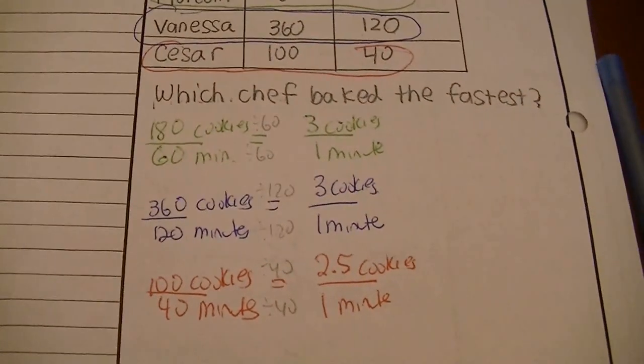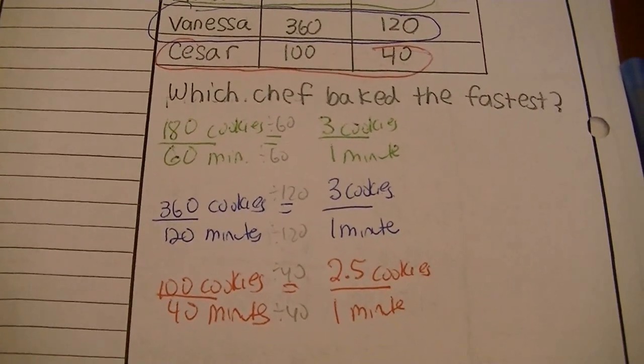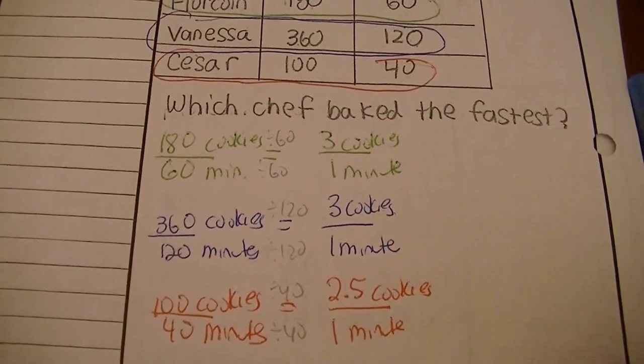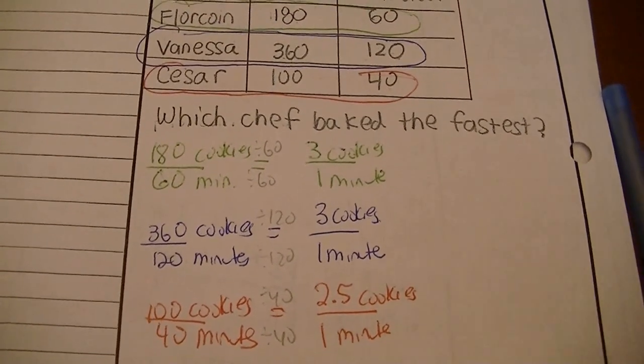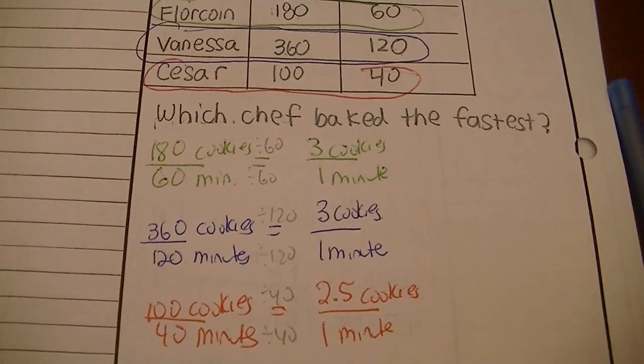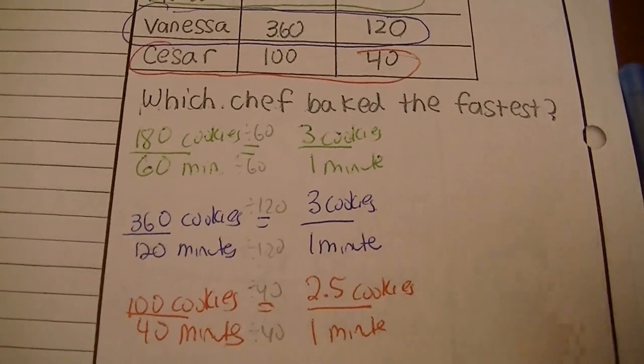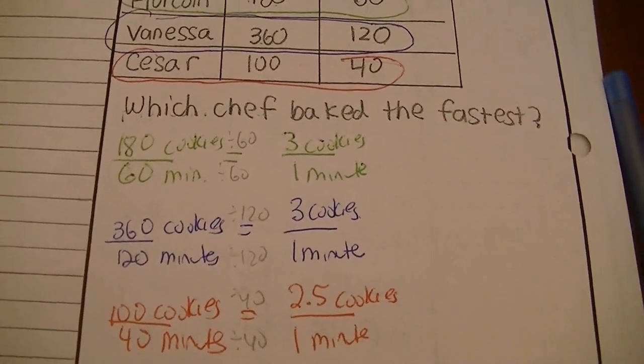Okay? So to answer the question, which chef baked the fastest? So this is different than those problems where they're like, hey, which one's the better deal? You know, when it's a better deal, you want to go with the cheaper one. But this one, it's not a better deal thing. It's who's the fastest. So you got to analyze this.